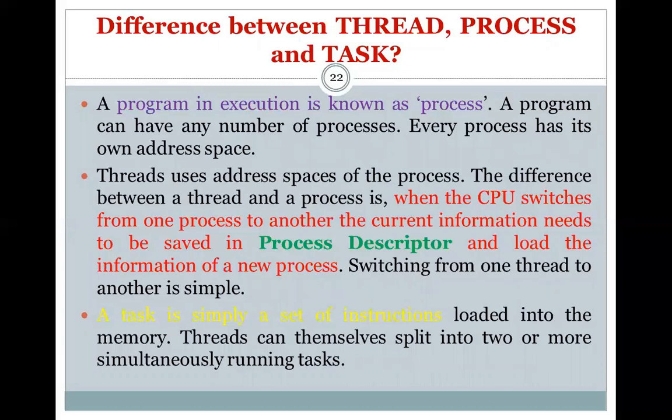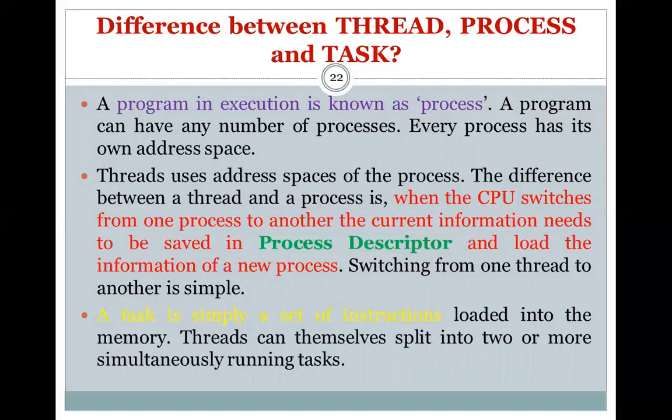What are the differences between thread, process, and task? A program in execution is known as process. A program can have any number of processes. Every process has its own address space. Threads use the address space of the process. The difference between a thread and a process is when the CPU switches from one process to another, the current information needs to be saved in the process descriptor and the information of the new process loaded. Switching from one thread to another is simple.